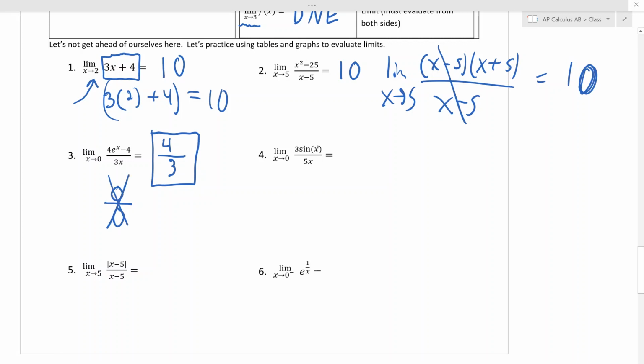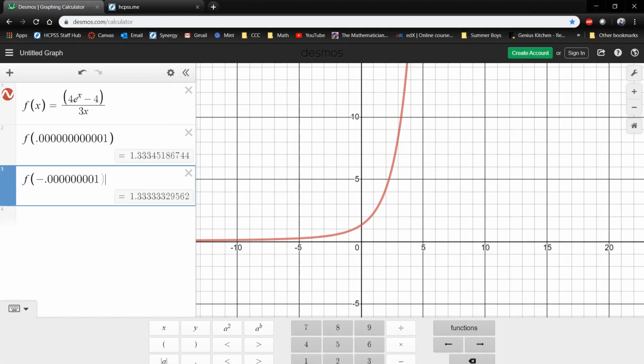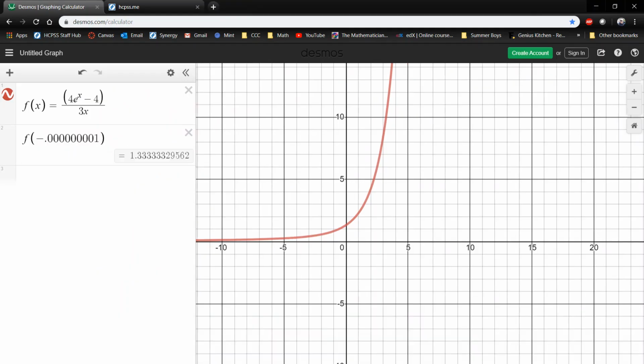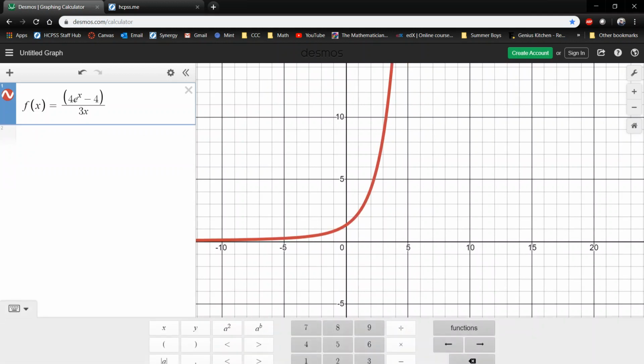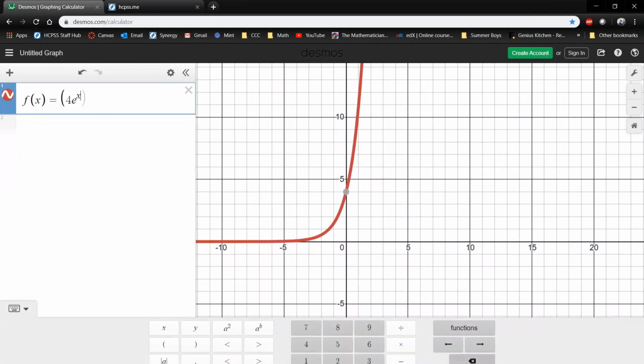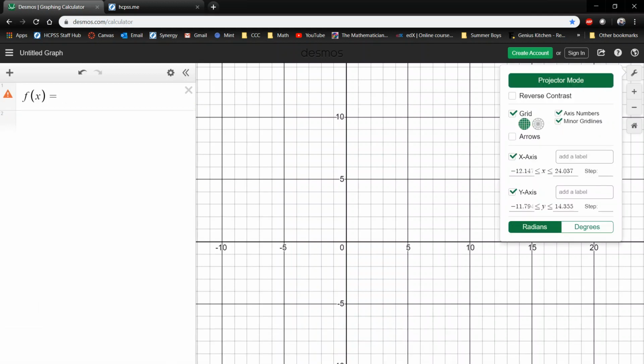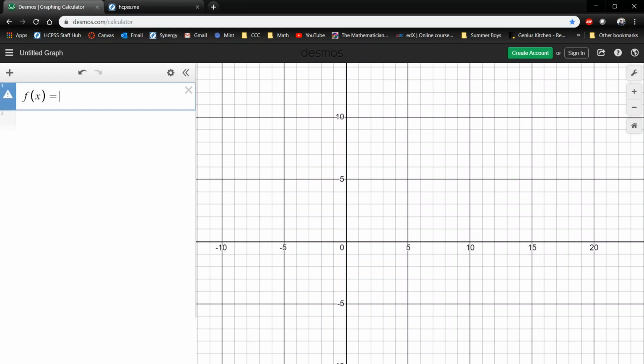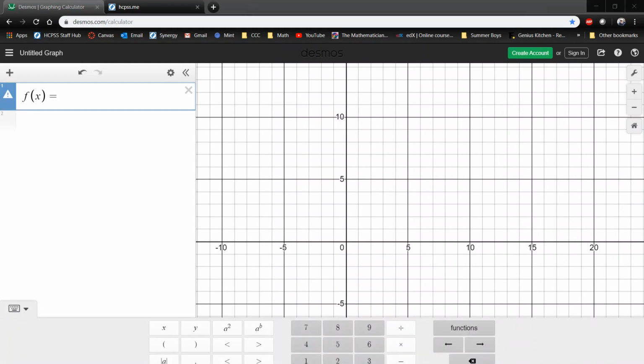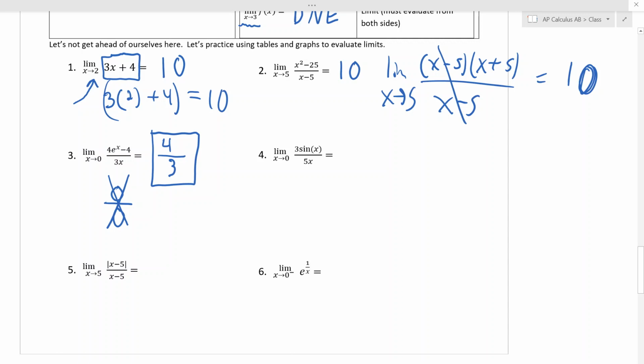As we approach 0 for number 4, 3 sine x over 5x. Let's do that. You want to make sure for calculus that we're in radians. Desmos has that feature: if you hit the little wrench, you can hit radians. Your calculator has it in mode. I forget the function we're looking at already: 3 sine x over 5x.